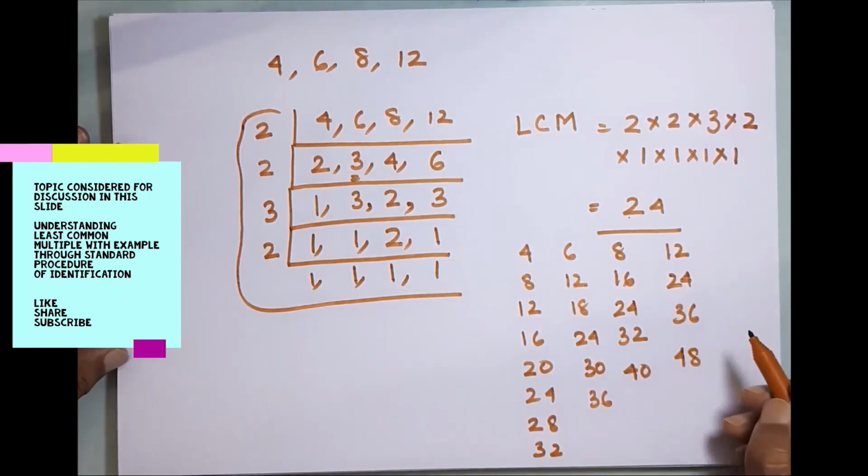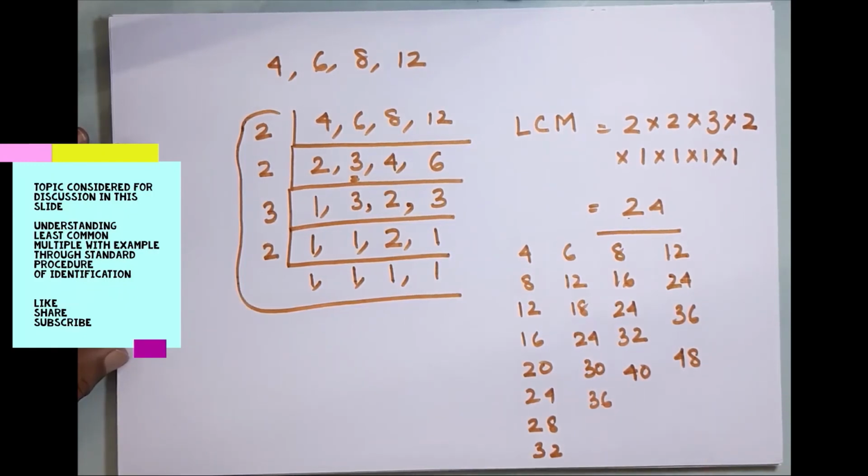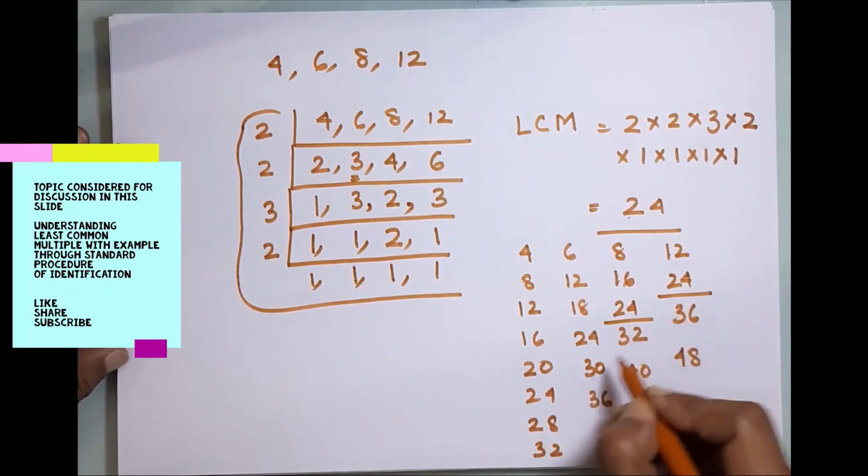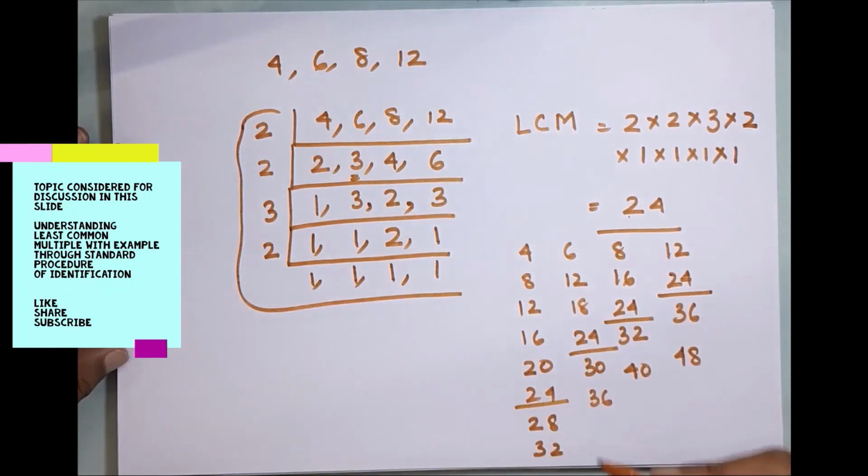And what is the common multiple among all those numbers? 24 is the common multiple. Is there anything less than 24? No, there is nothing less than 24. So we can comfortably declare 24 is the least common multiple of 4, 6, 8 and 12.